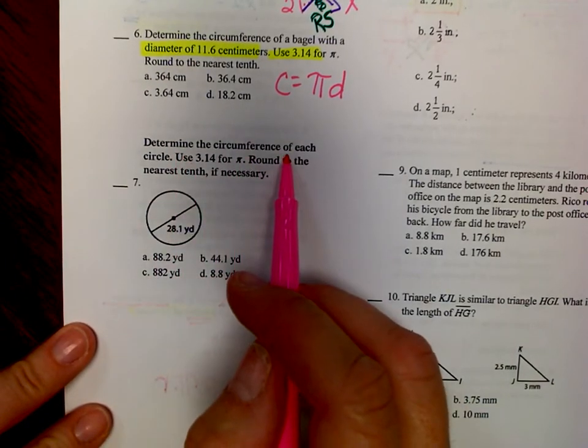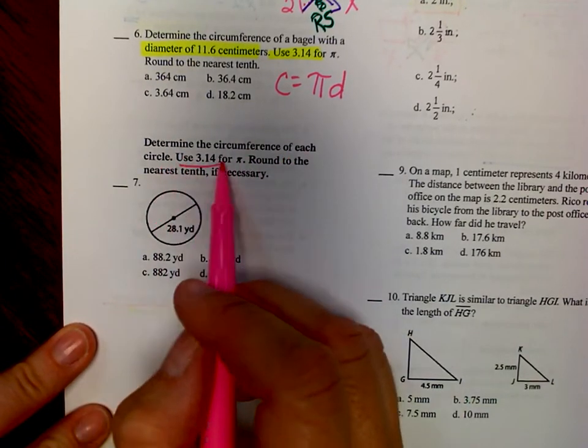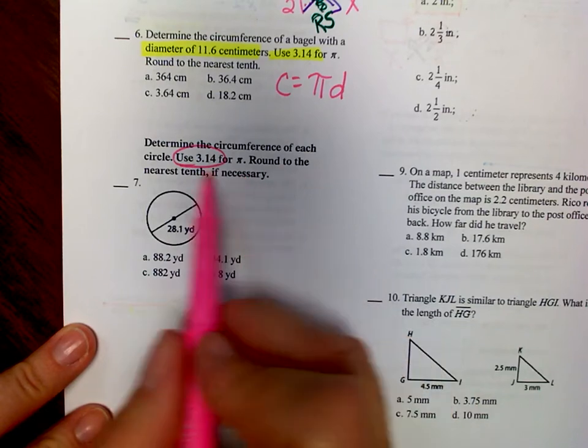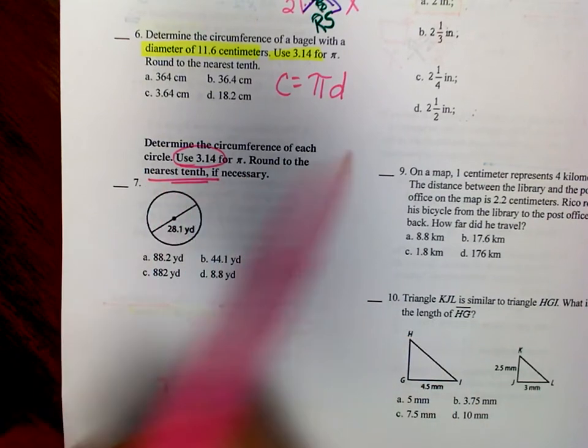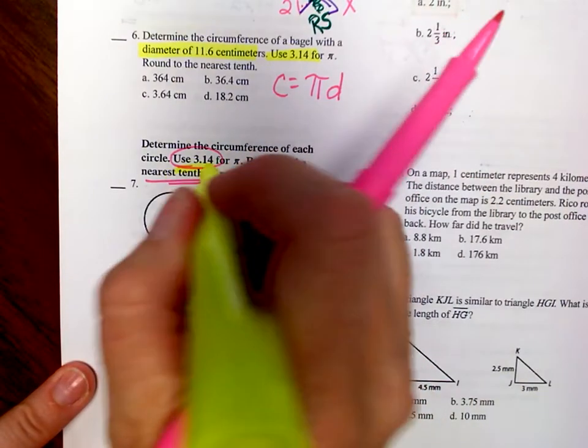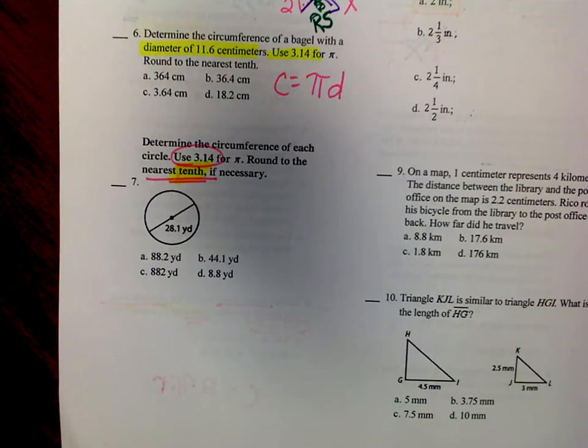Determine the circumference of each circle. Use 3.14 for pi. Round to the nearest tenth if necessary. So again, round to the nearest tenth if necessary. And you have your formula already. So C equals pi times diameter.